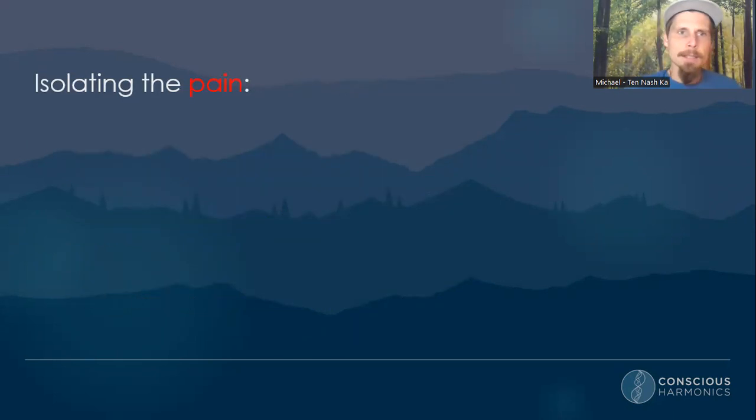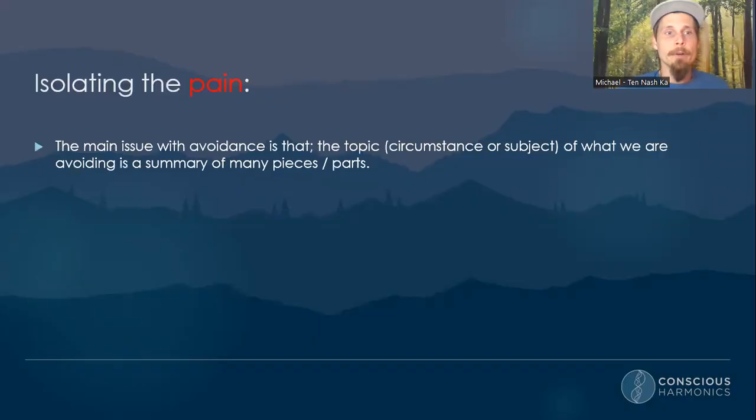Okay, so isolating the pain. So we're going to look at a more simplified viewpoint of how you could actually start doing the work and changing those definitions, changing those emotional definitions, even changing the mental conclusions or the mental assumptions or definitions that we create for ourselves. So the main issue with avoidance is that the topic, circumstance, or subject of what we are avoiding is a summary of many pieces or parts.